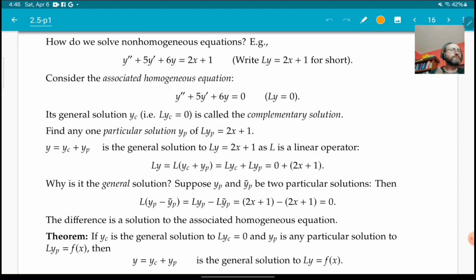All right, so let's state again as a theorem: if we get the general solution to L of y sub c equals 0, and y sub p is any particular solution, so just one solution to L of y sub p equals some f of x, where f of x is some function, then y sub c plus y sub p is the general solution to L of y equals f of x. So if we can find y sub p, and if we can find a general solution to the associated homogeneous equation, we have the general solution to the non-homogeneous equation.